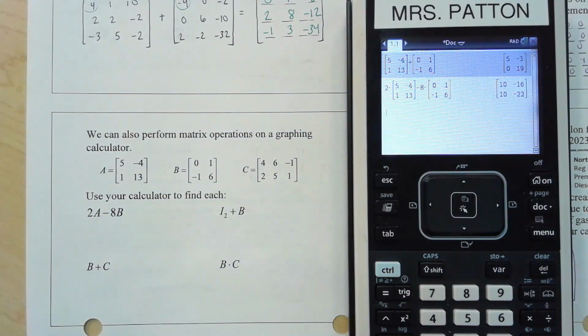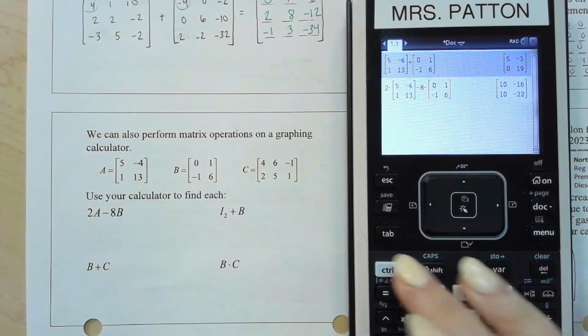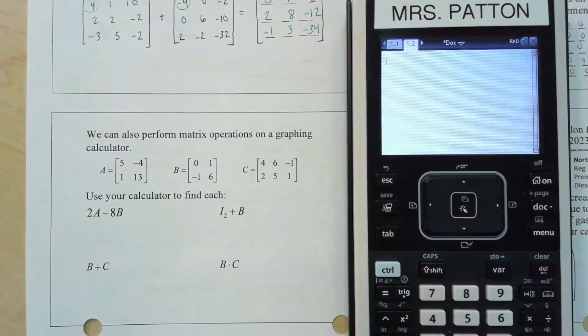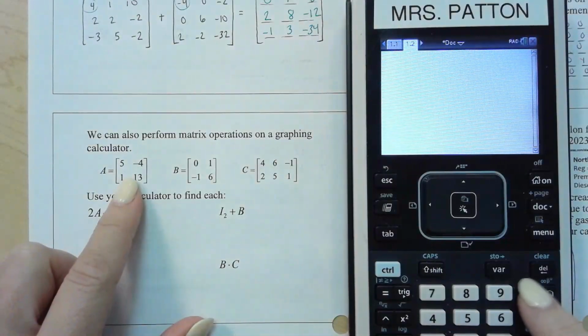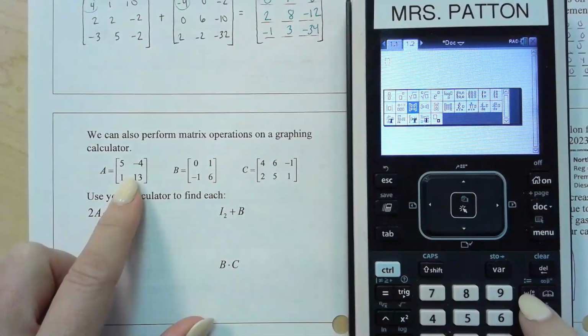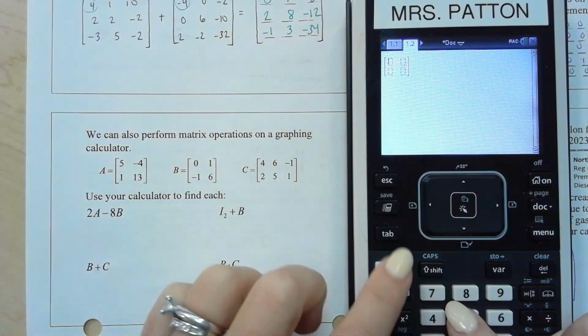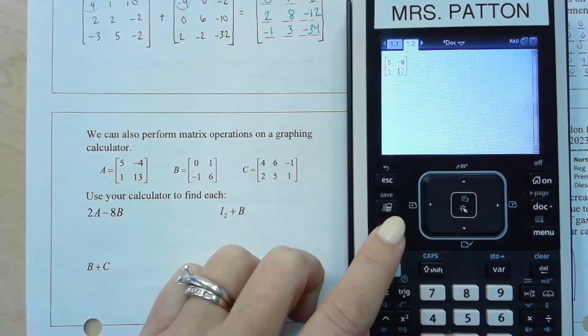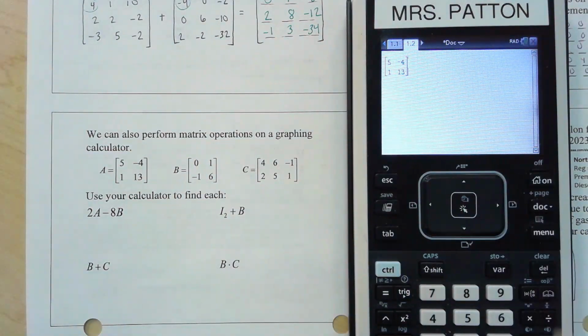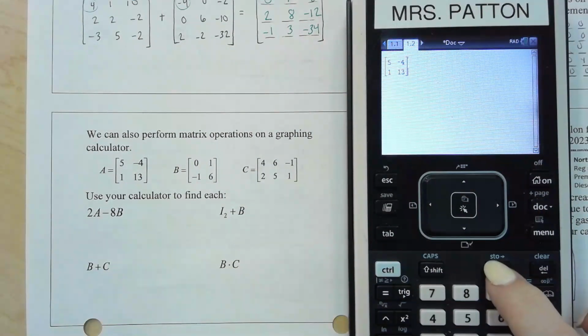So one option is to save them. I'm going to show you how to do that. I'm going to get rid of some clutter here. I'm going to take matrix A, which again, I'm pulling from my templates button. I've got a 5, -4, 1, 13. Get out of that matrix. And you see the word store, S-T-O with an arrow. We're going to store it. We're going to save it.